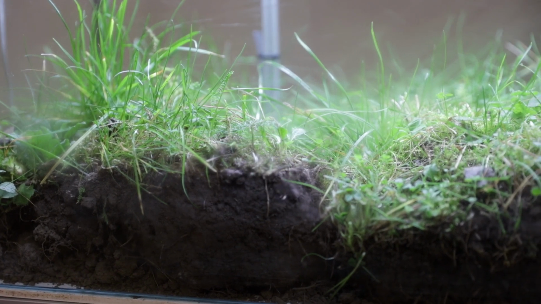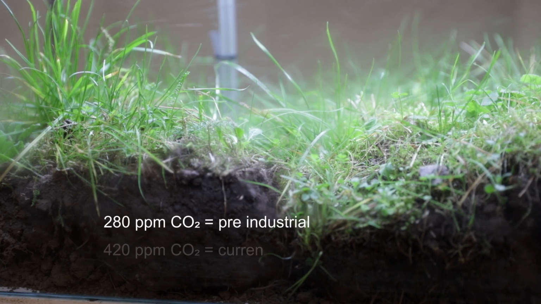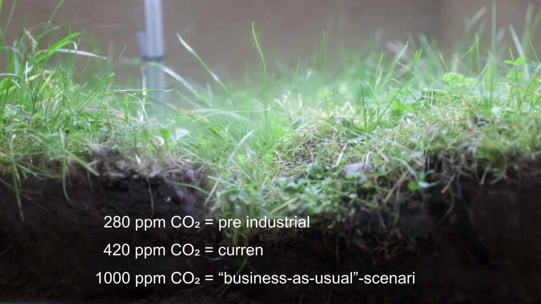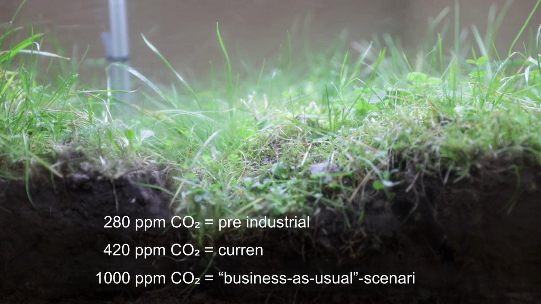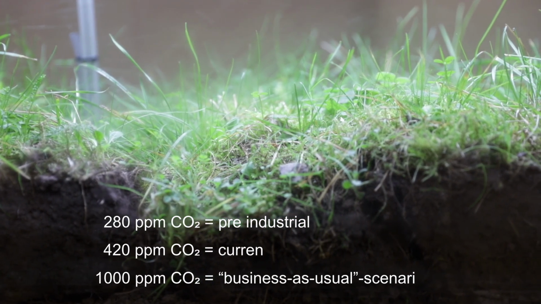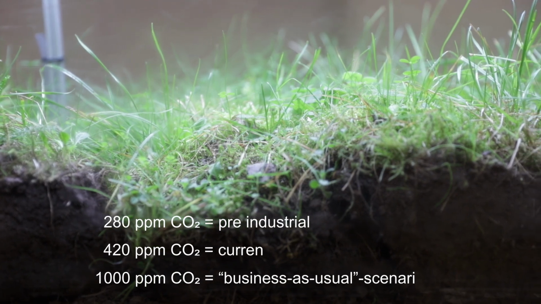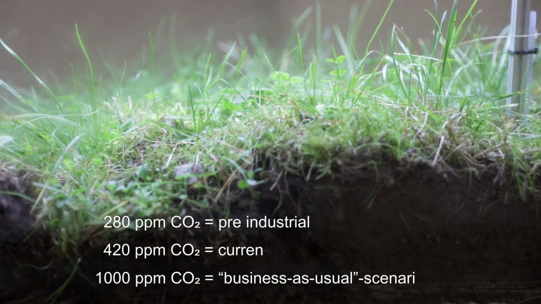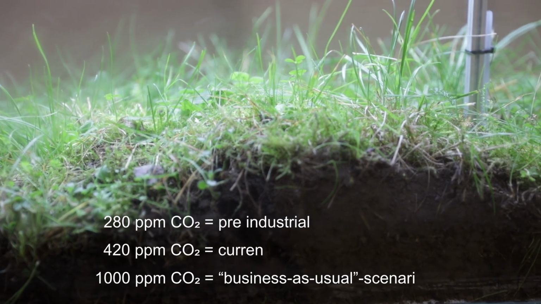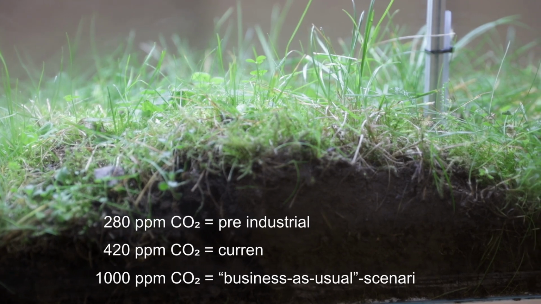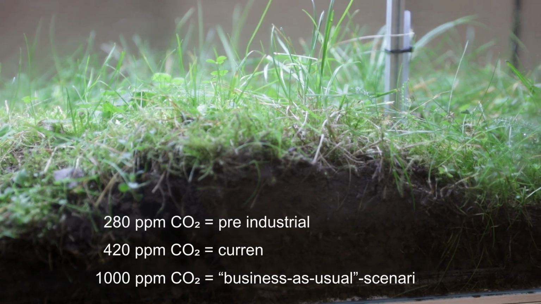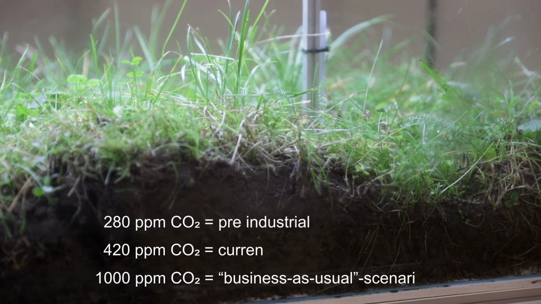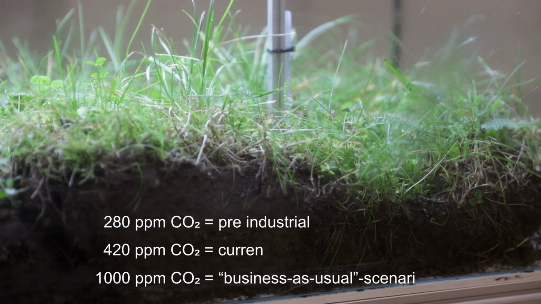Through its calibrated sequence of atmospheric chambers, 280, 420, and 1,000 parts per million carbon dioxide, the installation compresses centuries of anthropogenic atmospheric transformation. The installation creates 3 parallel atmospheric chambers, each hosting identical botanical specimens under historically significant carbon dioxide concentrations: 280 parts per million, mirroring pre-industrial atmospheric conditions, 420 ppm, reflecting present-day levels, and 1,000 ppm, projected under the business-as-usual scenario for 2100.